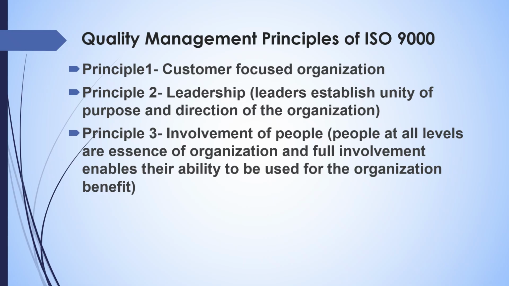Then involvement of people. People at all levels are essence of the organization, and full involvement enables their ability to be used for the organization. It shouldn't be the top level management. It shouldn't be the lower level management. All levels of the people are the essence of organization. So they are needed in one or the other way. So involvement of all the people is another principle. So what are the principles? Customer focused organization, the leadership should have a vision, and the involvement of people.